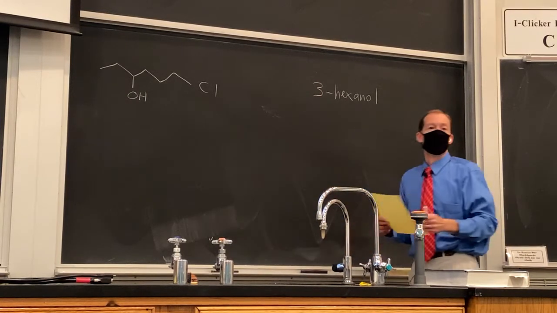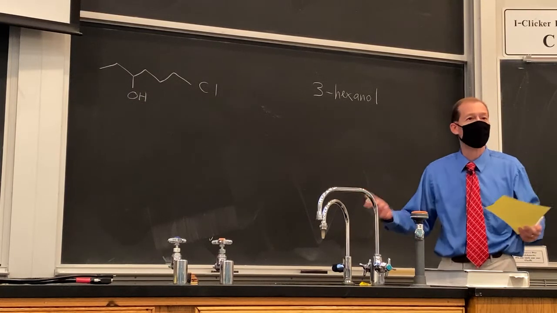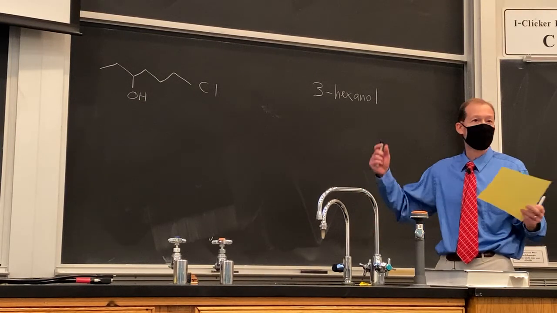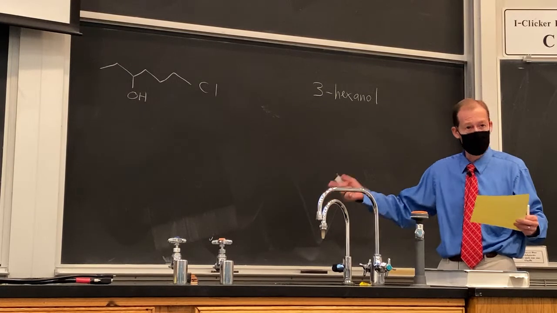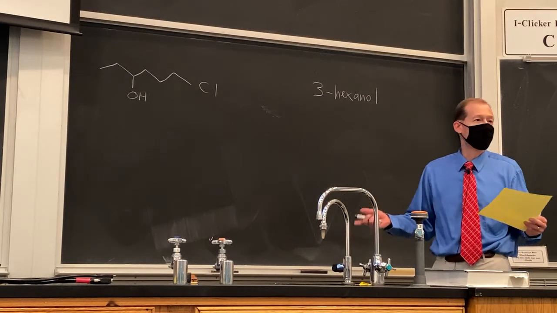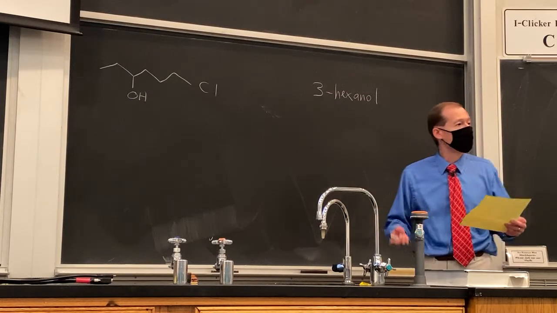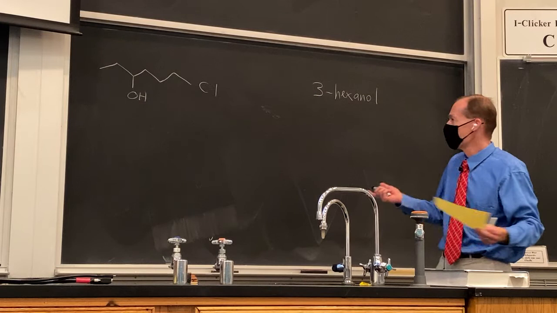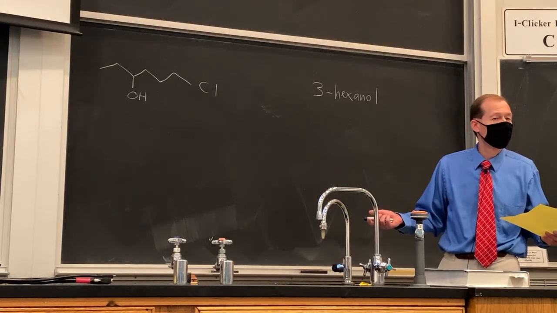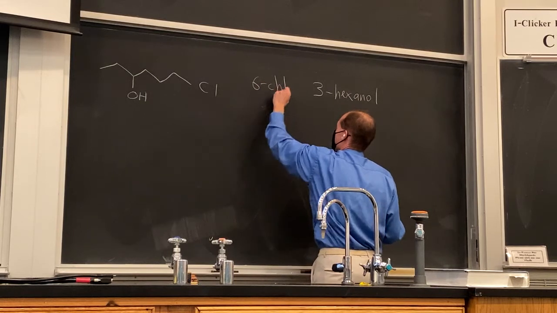Okay. Notice if we were doing the first point of difference rule, we'd start at the right end because our first substituent will be on carbon 1. But we don't do that. The OH group has priority, so we have to number from the side that gives the OH group the lower number. So what goes in front of 3-hexanol in this name? 6-chloro. Yep, so this is 6-chloro-3-hexanol.